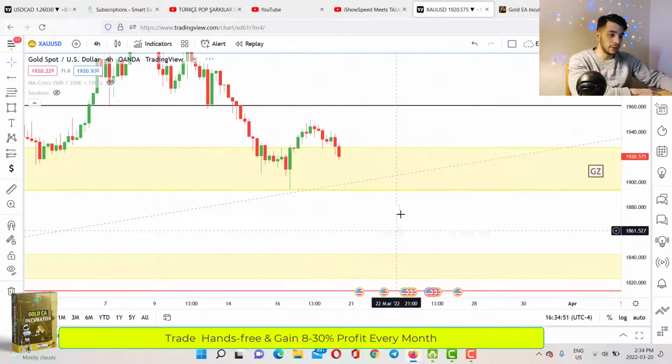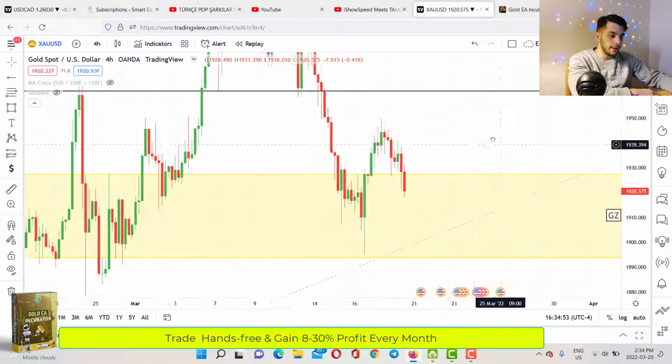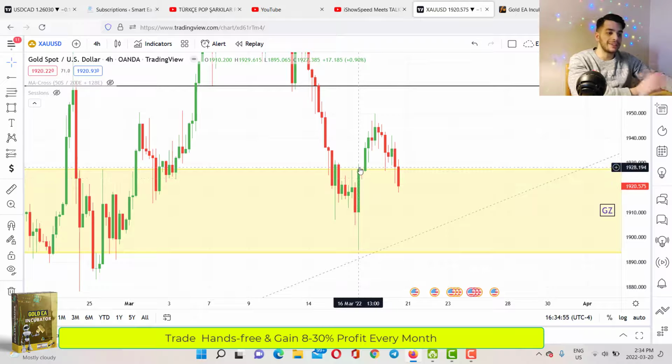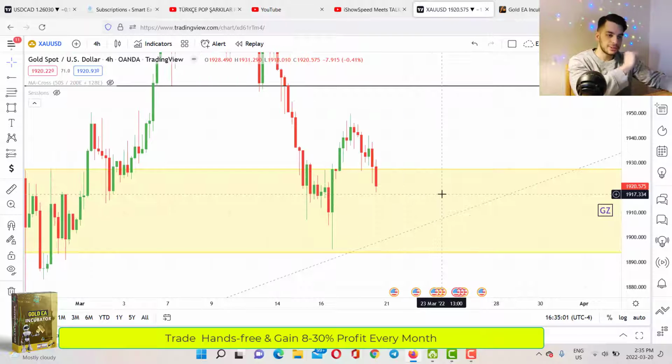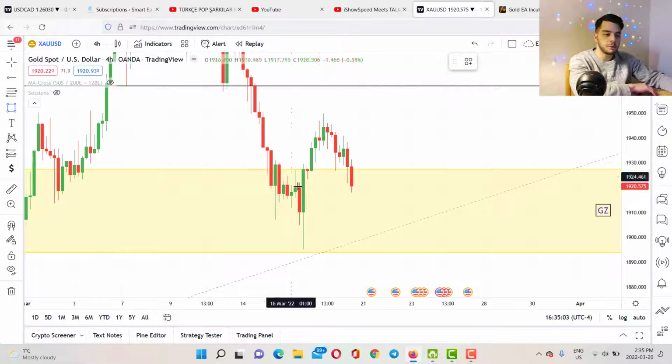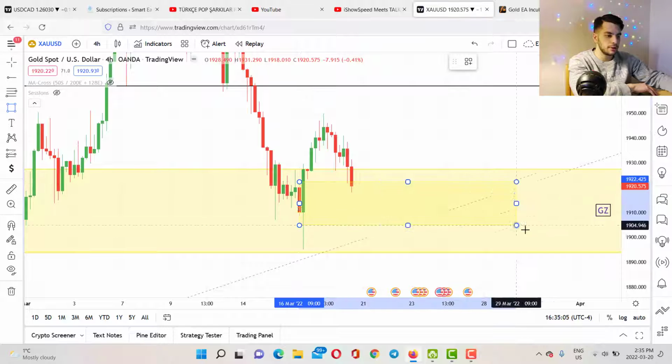And also we had a really good candle when it tapped into this golden zone, and it tried to go up, but right now it's doing its correction just because we have a high probability demand zone from here to here.